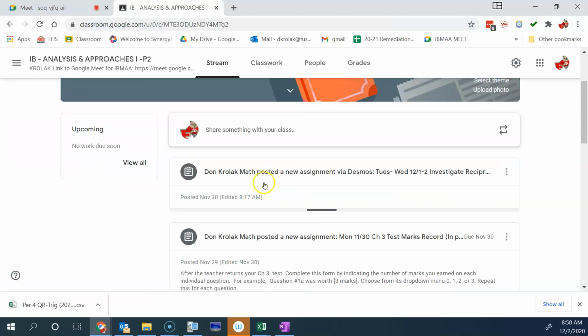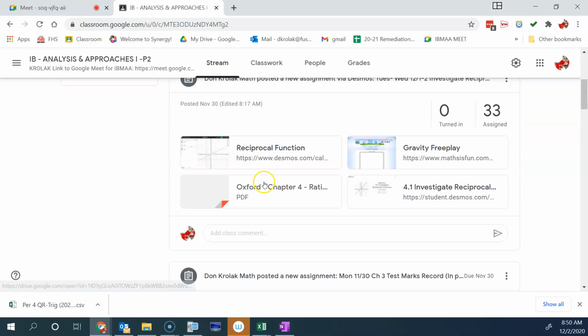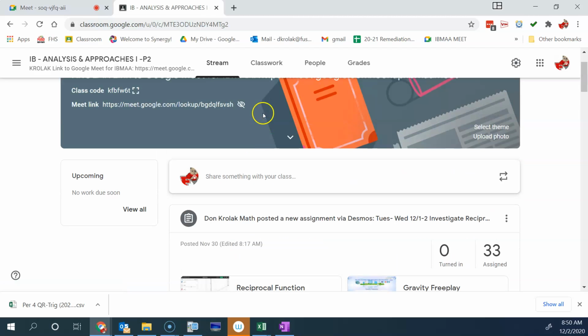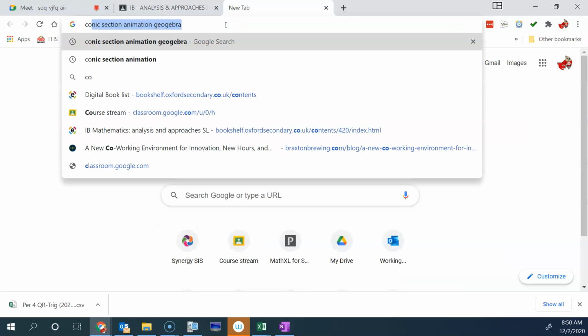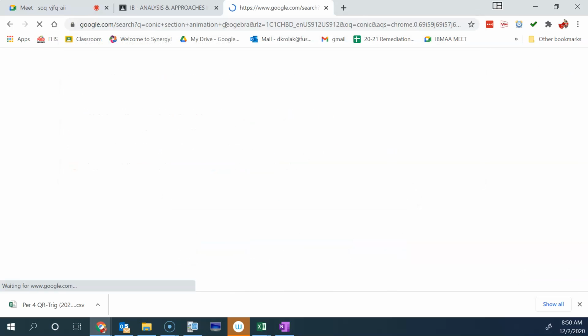Okay. I didn't show you this yesterday, did I? In this class? Okay. All right. So I don't have it on here. Let me just show you real quick what cross sections are. So I'm going to go conic section animation.